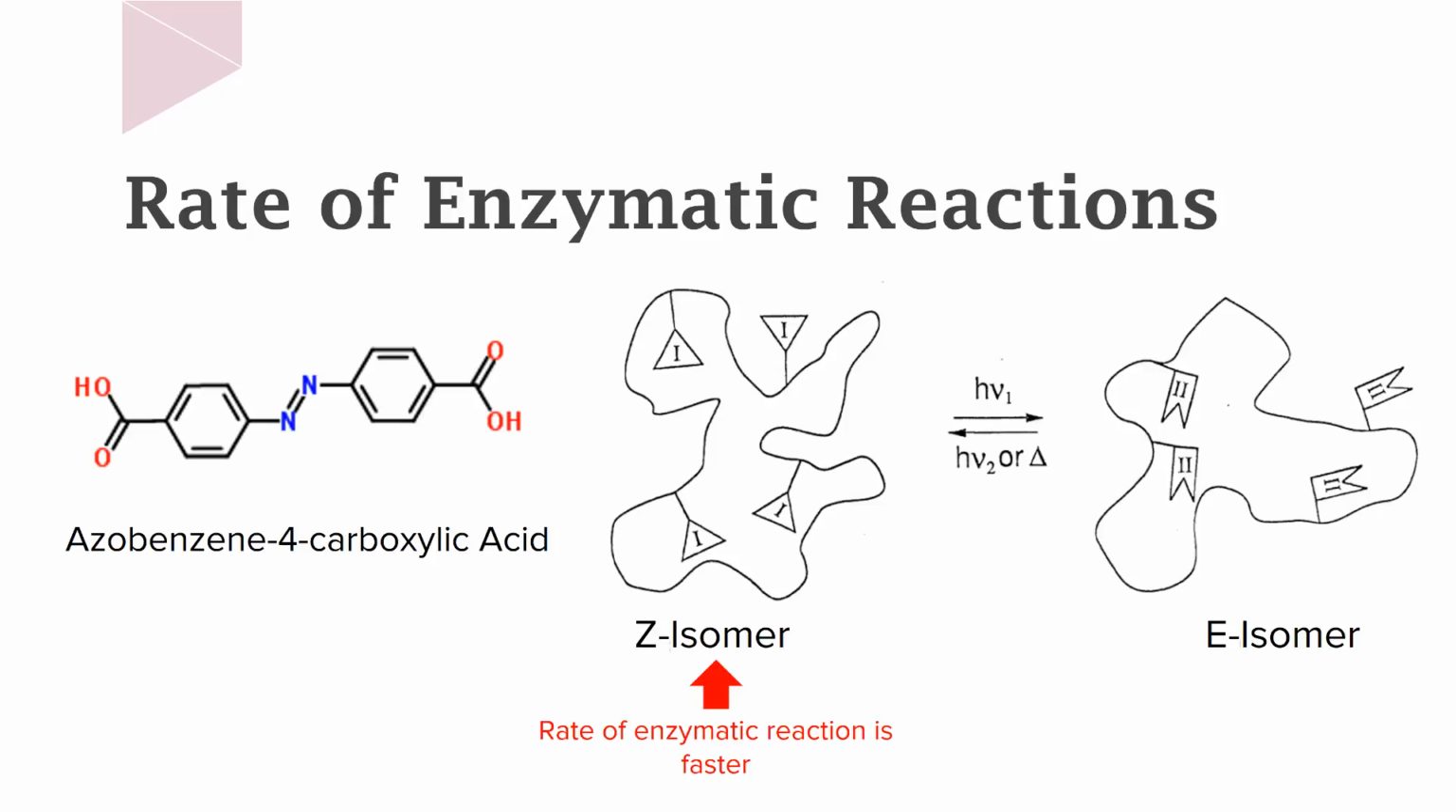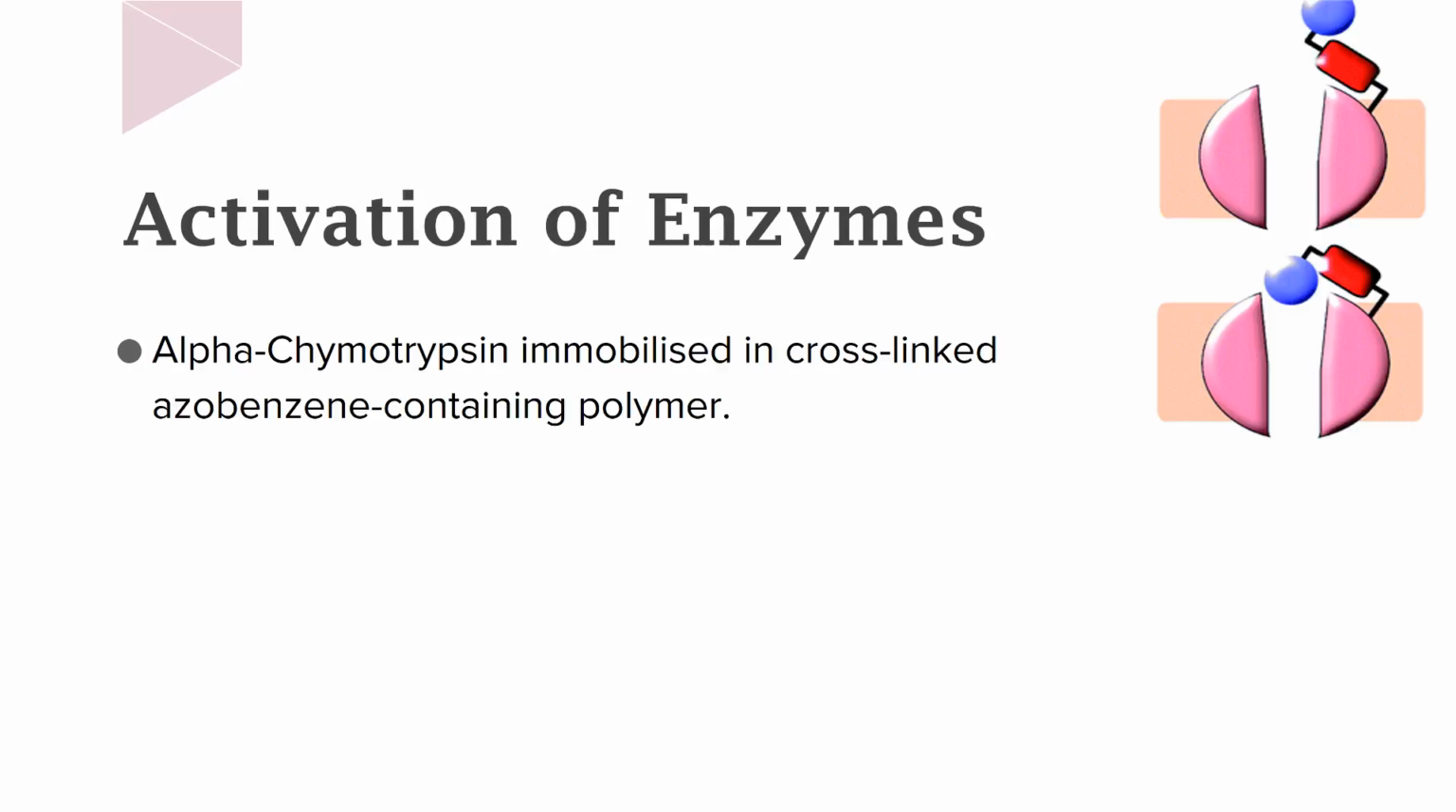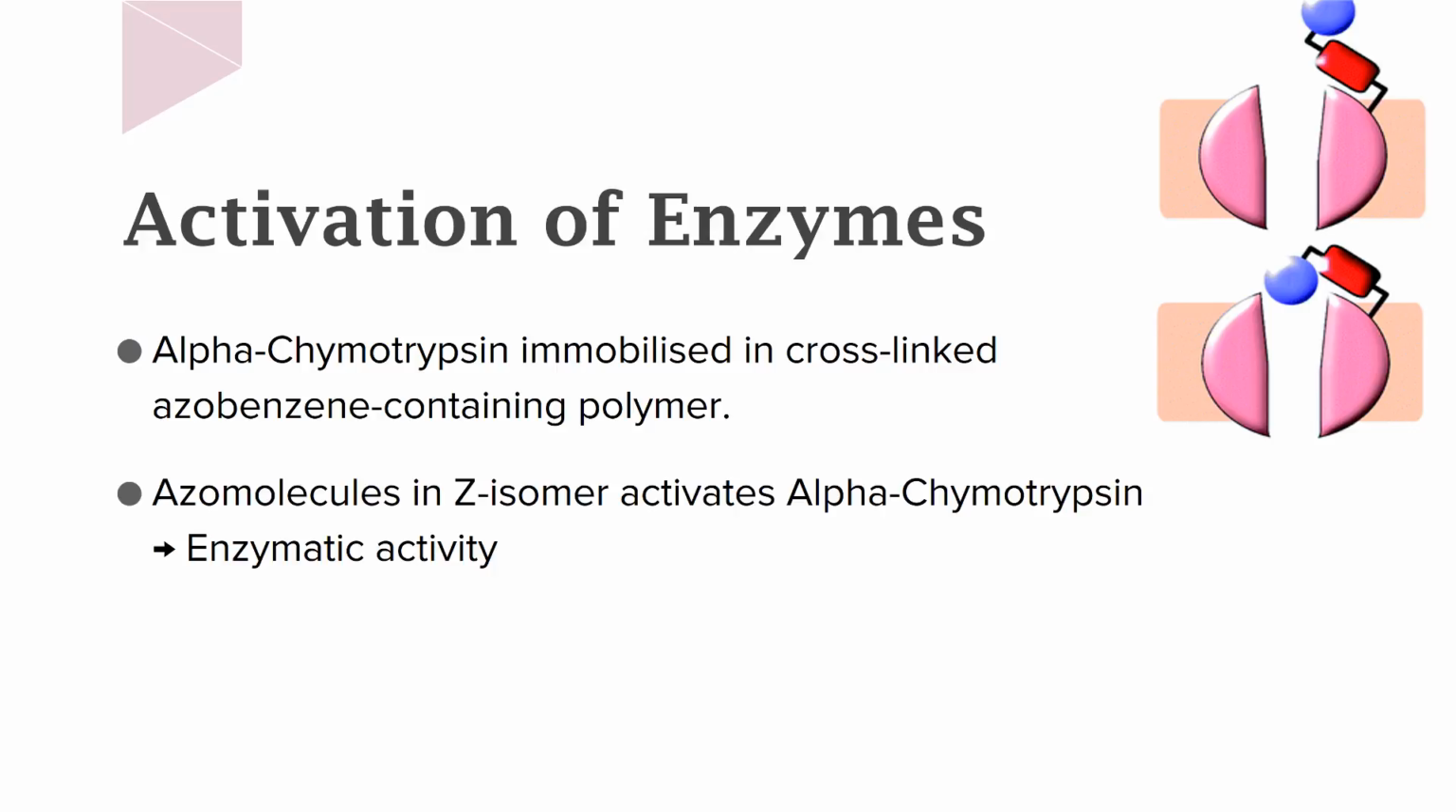In another enzymatic reaction, isomerization of azobenzene is applied differently. An enzyme, alpha-chymotrypsin, was immobilized in a cross-linked polymer which contained azobenzene molecules. Through irradiation under UV and visible light, the azobenzene molecules in the polymer changed from E to Z isomer and Z to E isomer respectively. When the azo molecules were in the Z isomer form, alpha-chymotrypsin was found to be active, thus allowing enzymatic activity to occur. The activation of the enzyme is due to the change in permeability of the polymer resulting from the isomerization of azobenzene, thus allowing the substrate of the alpha-chymotrypsin to enter the polymer.